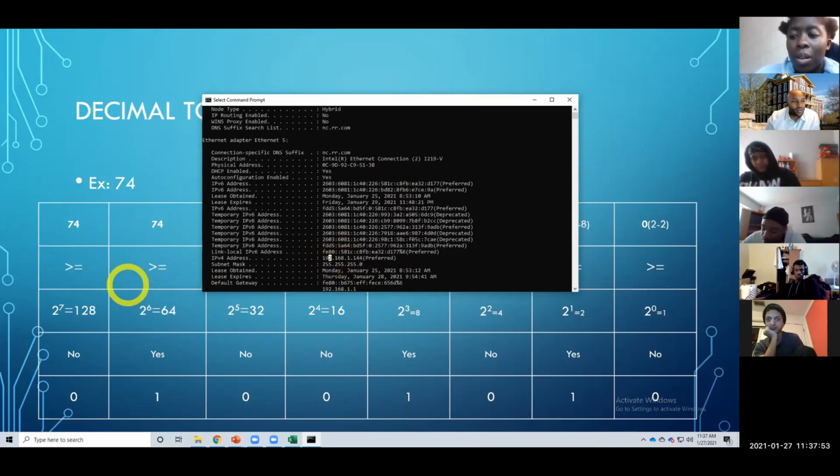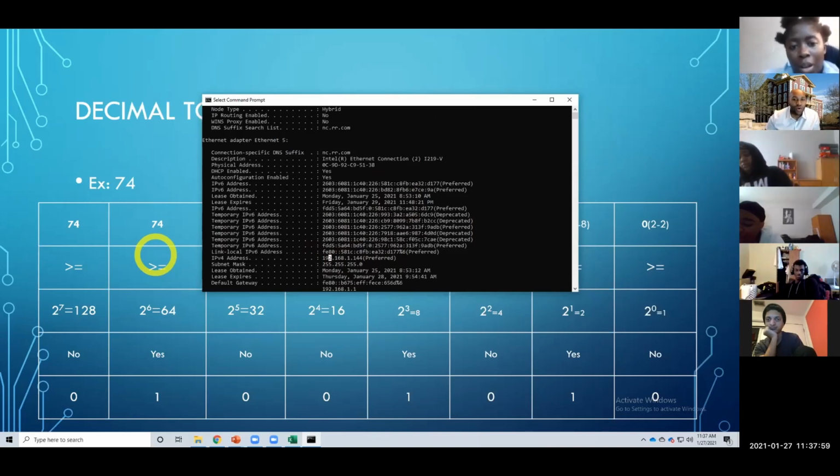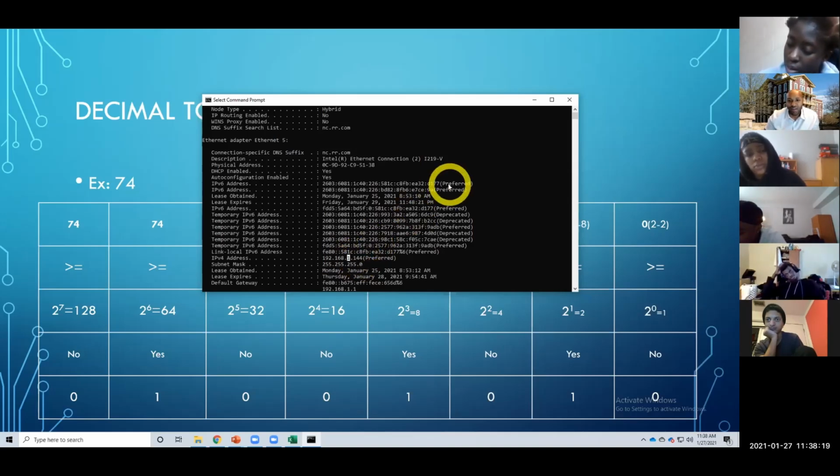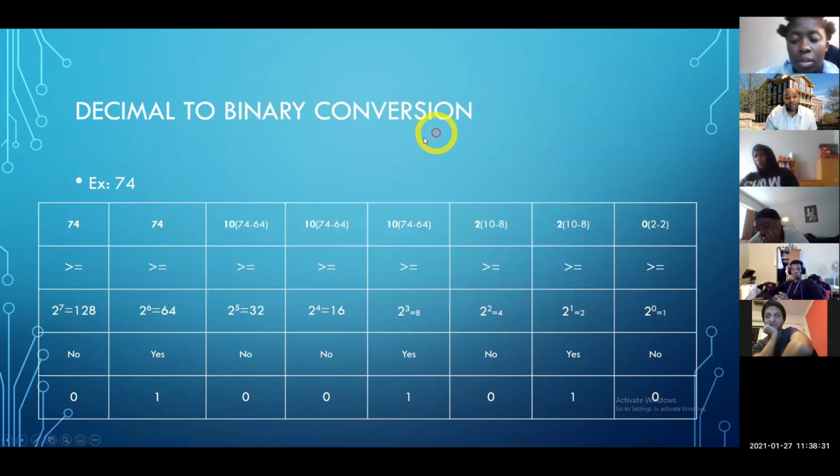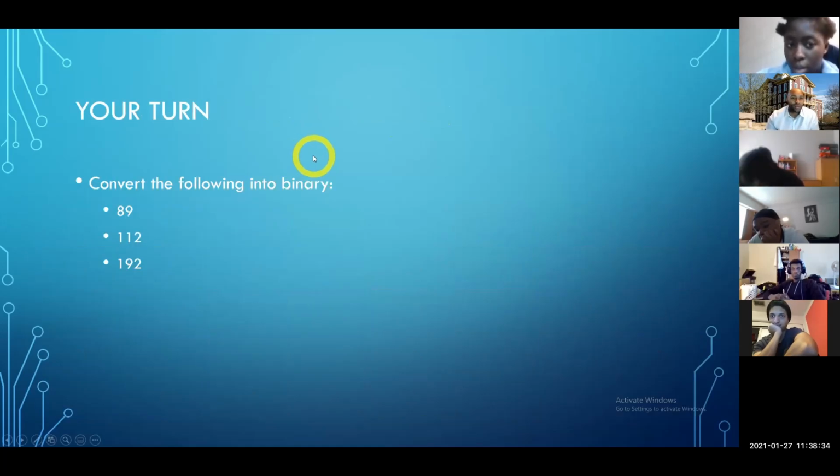So 192 in binary is 11000000. 168 in binary is 10101000. 1 is 00000001. 144 would be 128 plus 16, so 10010000. So that's how computers communicate in binary when they break it down. And we'll talk about that in a second. We'll get to how networking works.